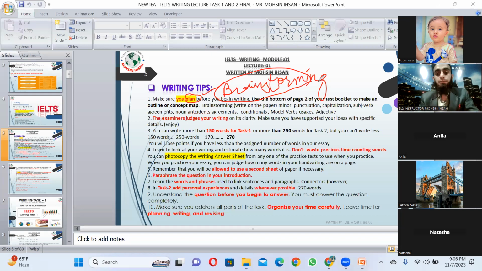Now, next, you must have very good command of some grammatical topics like punctuation and capitalization. Next is subject verb agreement, noun antecedent agreement, conditionals, modal verb usage, and adjectives. Next, prepositions of time and prepositions of place must also be learned by you. Overall, these few topics should be 100% clear to you.